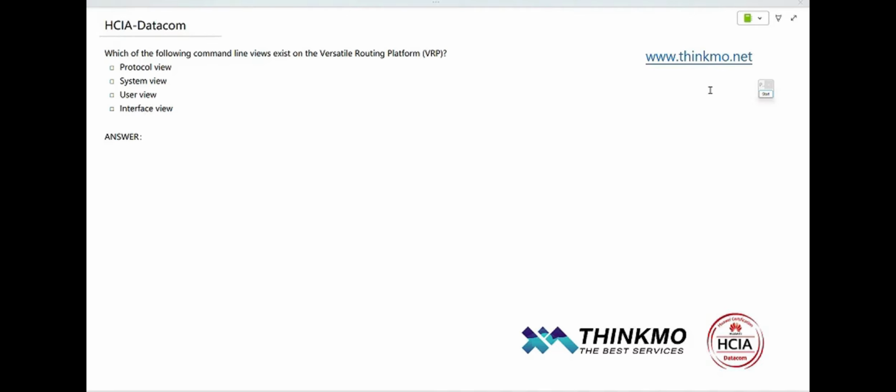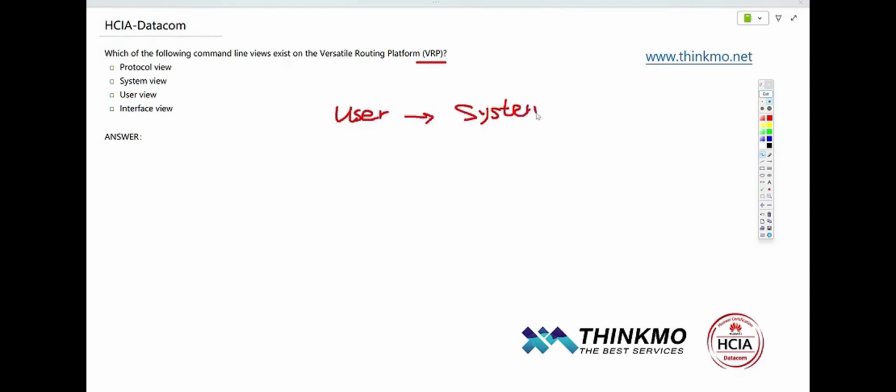Which of the following command line views exists on our VRP? Actually, VRP is a system we will use on Huawei devices in the future. All the different views are within VRP. When we access the device, we first enter the user view. From the user view, we use the system-view command to enter the system view, which means entering the system.